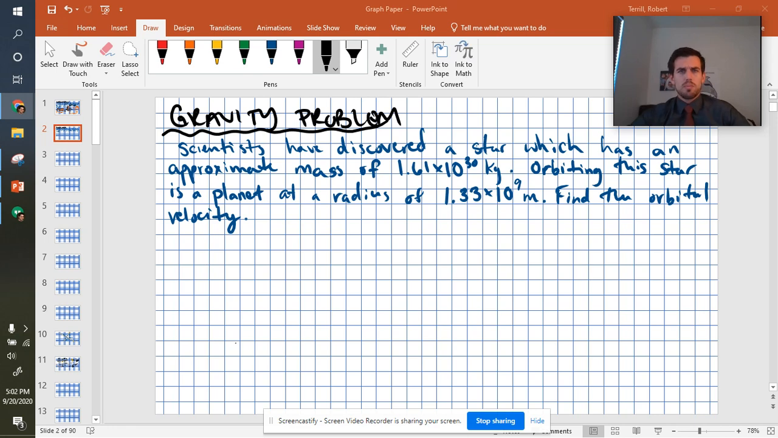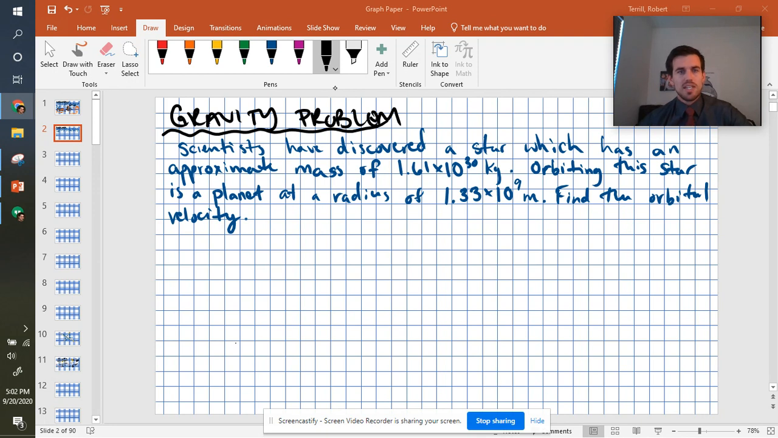Another gravity problem to look at, hopefully one that will help you with your homework tonight. We have a planet that's been discovered. We know the mass of the star that it's going around, and we know approximately how far the planet is from the star. By the way, this isn't a made-up planet. This is a real planet that they found, Kepler 78b, I think. Our goal is to find the orbital velocity, though.